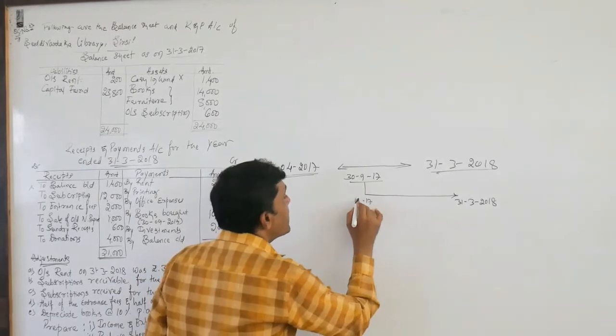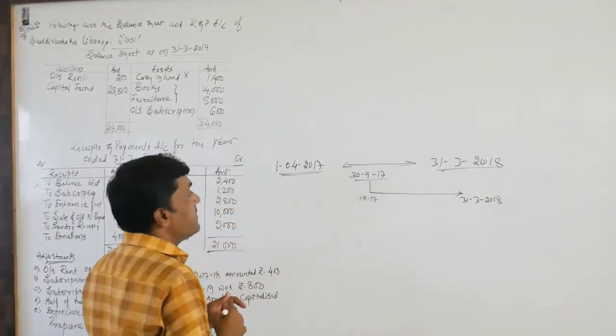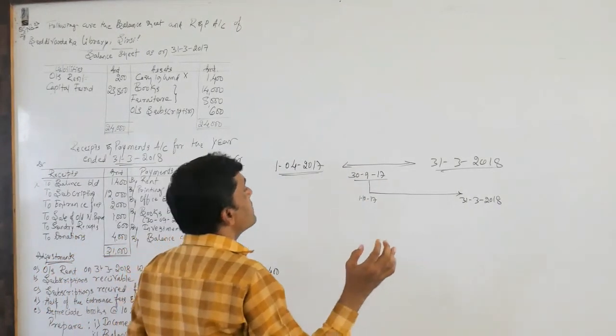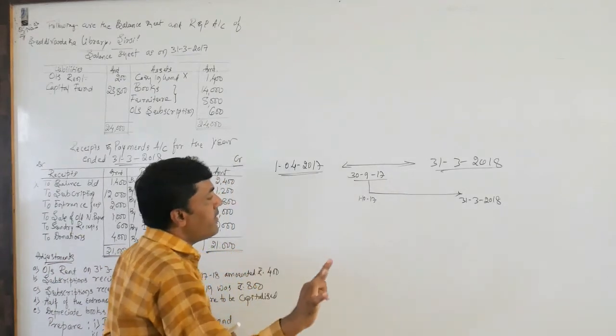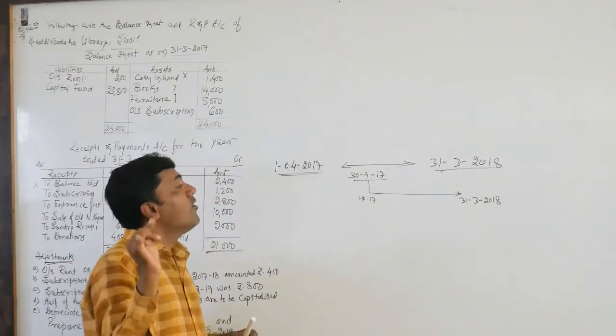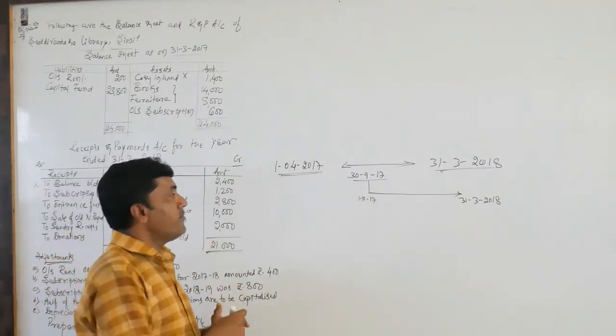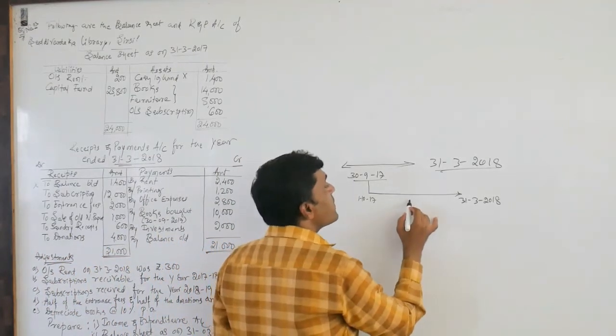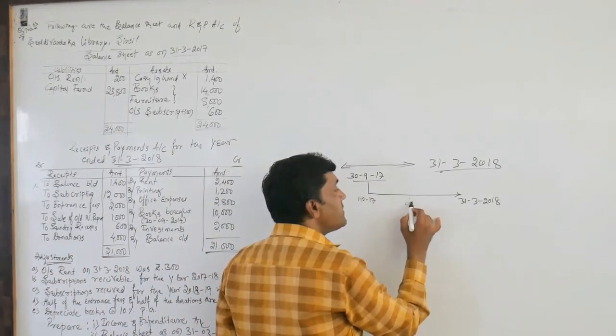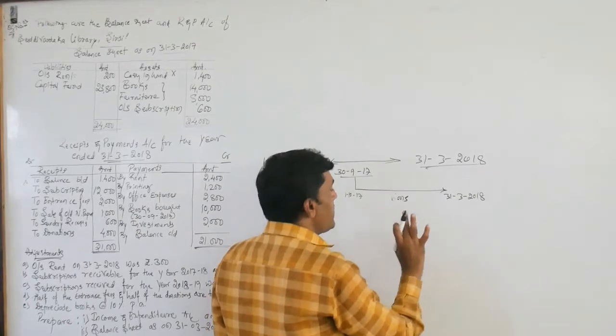Extremely sorry, 110. I said 110. So 10, 11, 12, 1, 2, 3 means the total additional books are used for 6 months during the year.